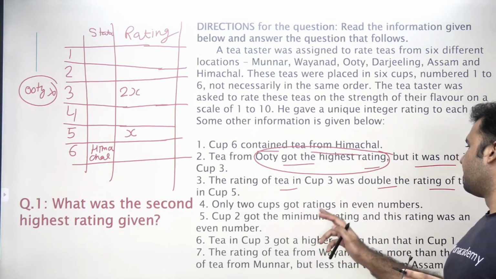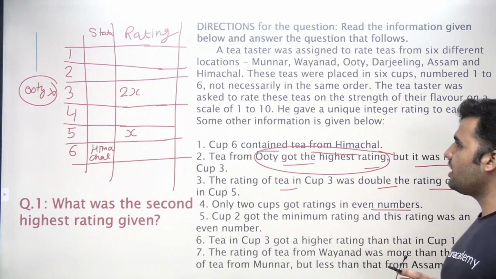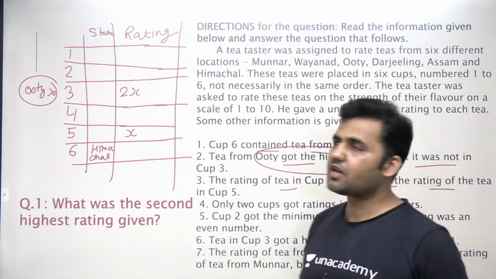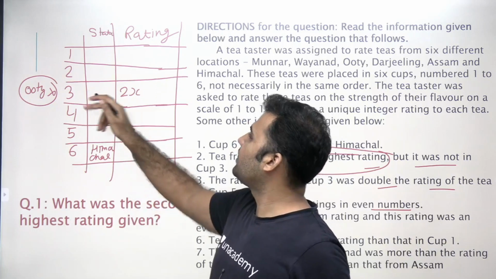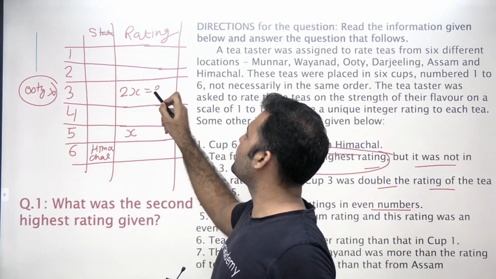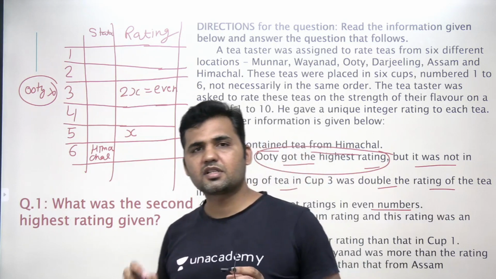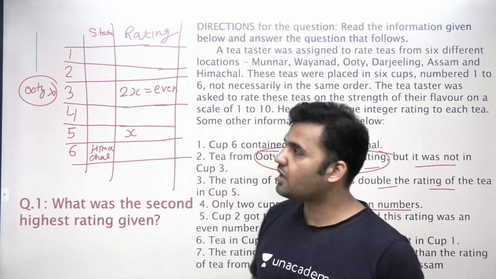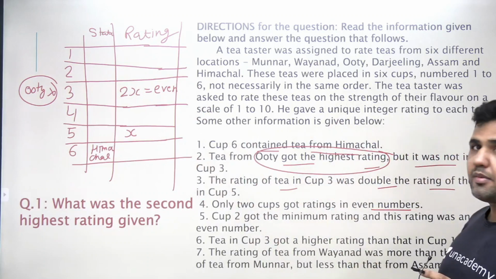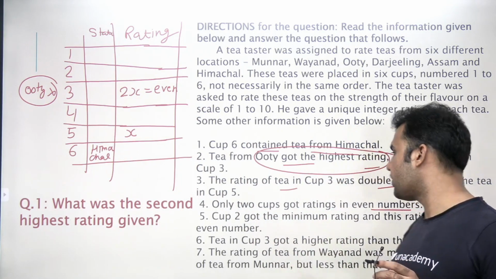Only 2 cups got the rating in even number. Now this is a very important information, that 2 cups got the even number rating. Can I say that one of that cup will definitely be cup number 3, because this is 2 times of X. So this is definitely going to be an even number. Cup number 3 will definitely be an even number. So there is one more cup which will be having a tea rating as an even number.